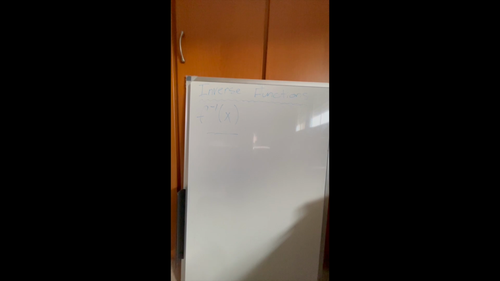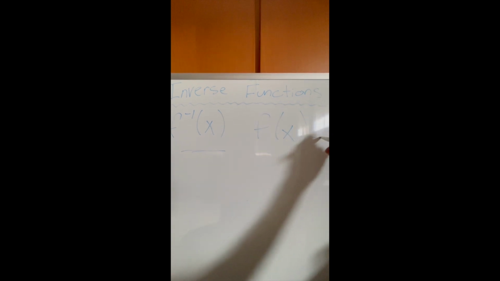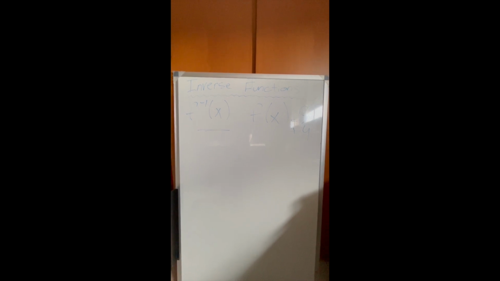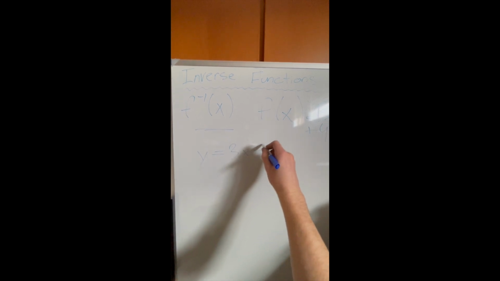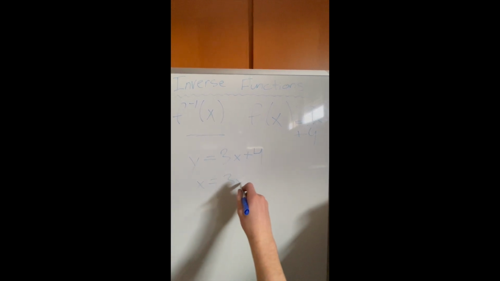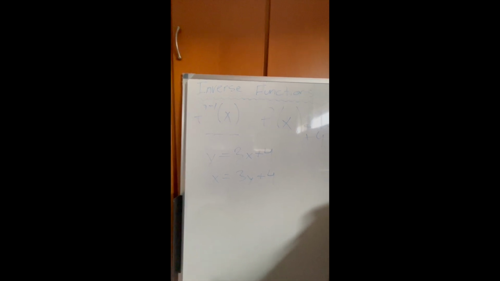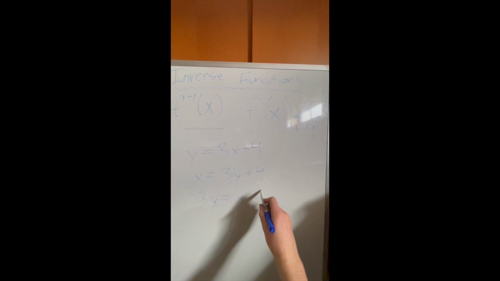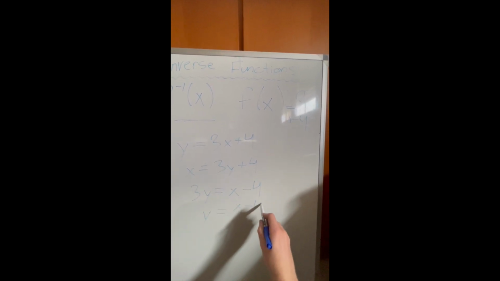So, let's do an example so it is easier to understand. f(x) is equal to 3x + 4. Now, the first step is substituting f(x) for y. y is equal to 3x + 4. Let's move on to the next step, swap x and y. x is equal to 3y + 4. Now the third step, solve for y in terms of x, so isolate y. 3y is equal to x − 4, and so y is equal to (x − 4)/3.